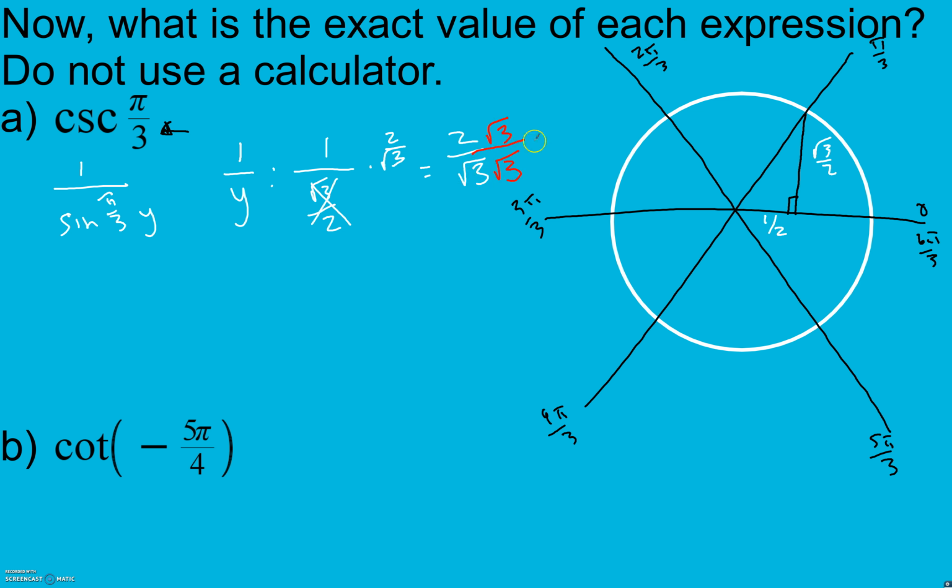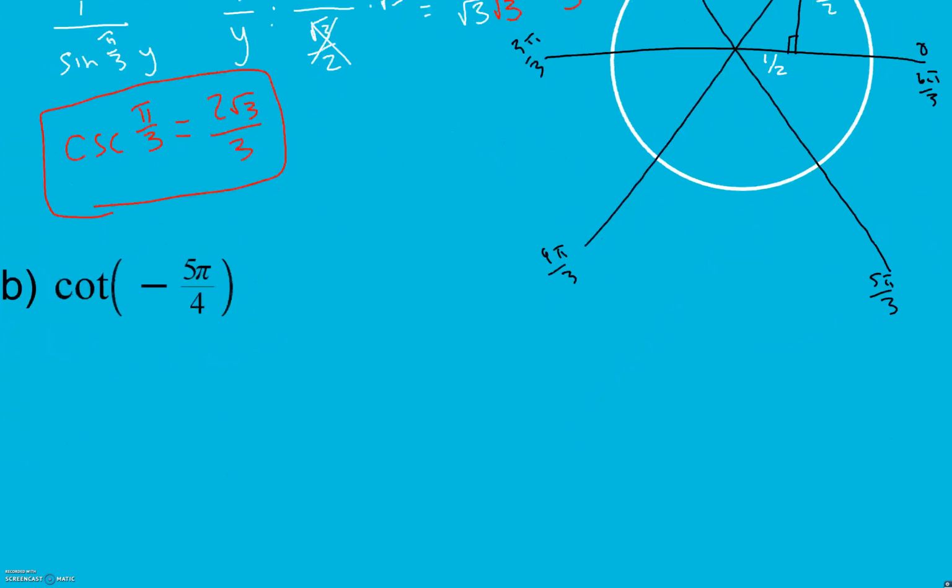I multiply by square root of 3 because that gives me just a 3 on the bottom. And in the top, I have 2 square roots of 3 over 3. So, cosecant of pi over 3 is 1 over y, which is 2 square roots of 3 over 3. New circle here for cotangent.